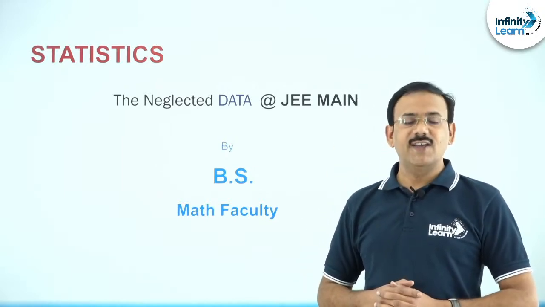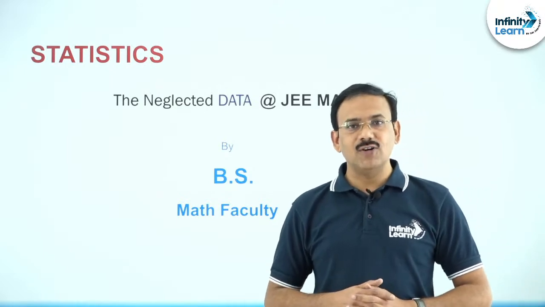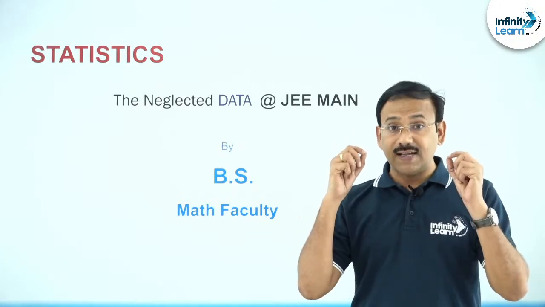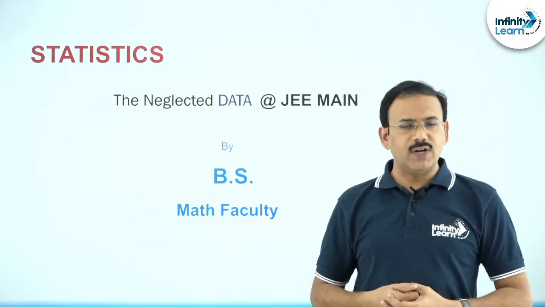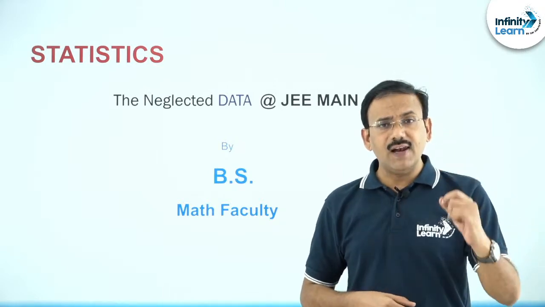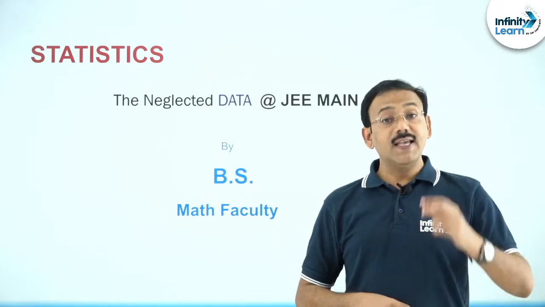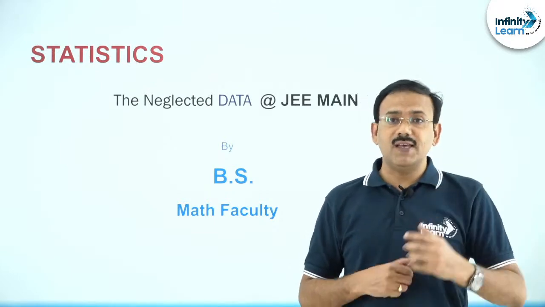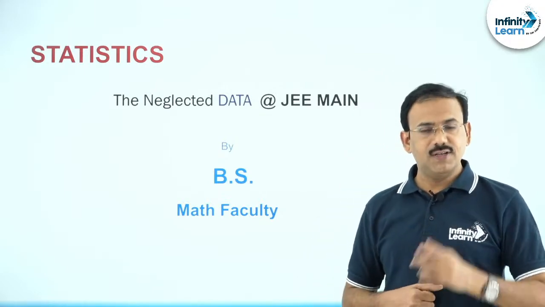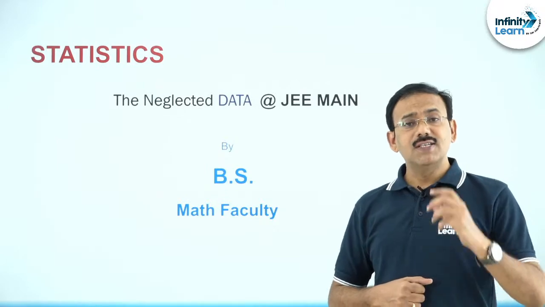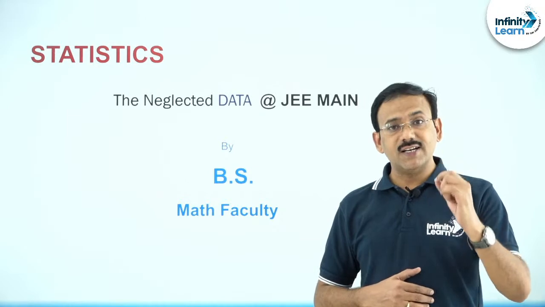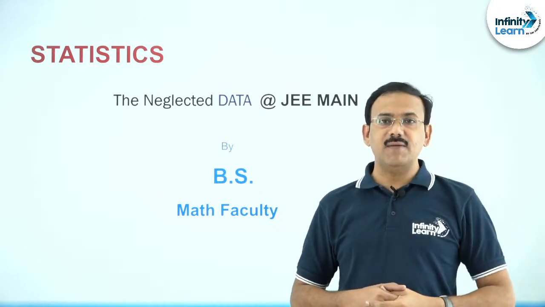Why I said hero is because there will almost always be at least one, maximum one, question from statistics in every Mains paper. Very rarely do we miss a question from statistics. In that case, he tries to pick a question from probability-related statistics, like probability distribution, because statistics is important for everyone. So a statistics-related question will definitely be there in the JEE Mains paper.